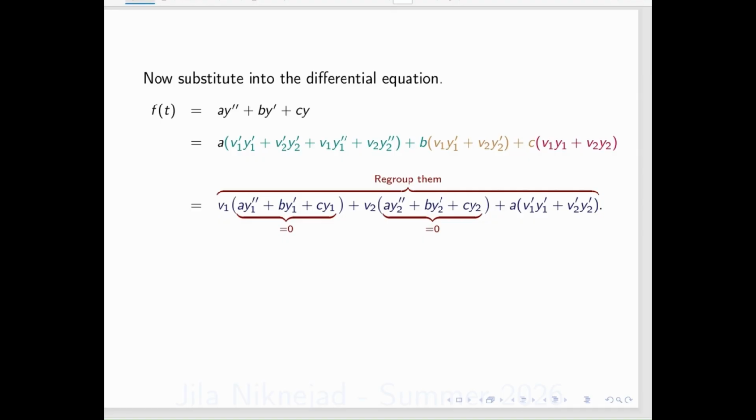Now, what contains v1 after factoring v1 out is just plugging y1, which is a homogeneous solution, into the equation, which is going to give us 0. And what multiplies v2 is just plugging y2, which is a homogeneous solution, into the equation, so it's going to be 0. And so what is left is this. Set that equal to f of t, or it was already equal to f of t, and then divide by a to solve for these two terms added together.